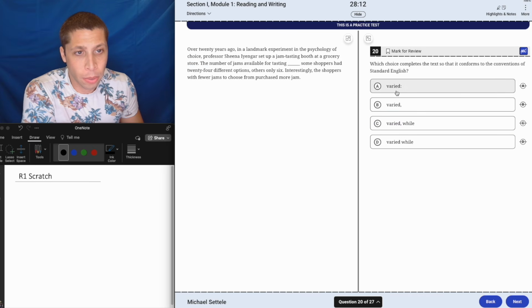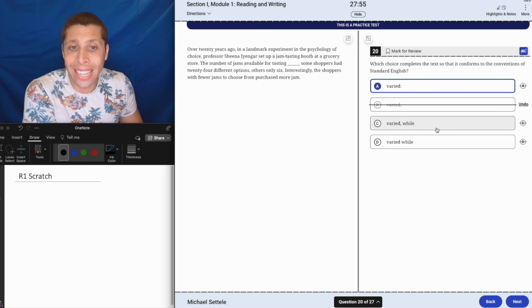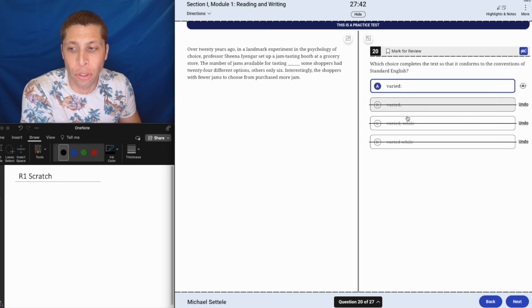Okay, we got to check here to see if there's a sentence before. The number of jams available for tasting varied. That's a sentence. Some shoppers had 24 different options, others only 6. Now that's also a sentence. And so we can't use a comma. And the word "while" is going to make it not a sentence, because then it's going to change the way this works. While some shoppers had 24 different options, others only 6. Yeah, these are not going to work. So we need the colon because it's the only thing that's going to allow us to join two sentences.